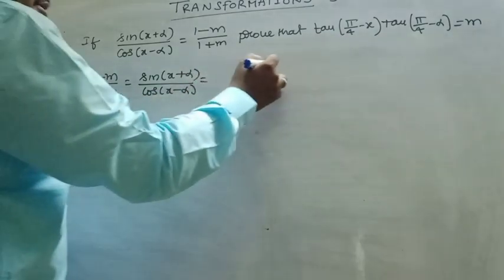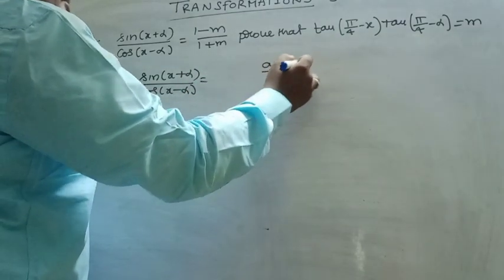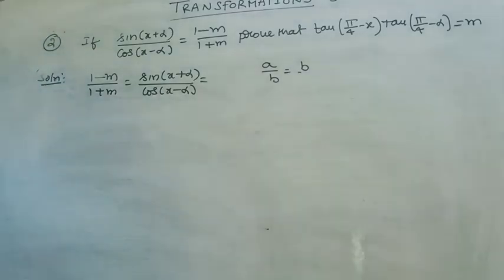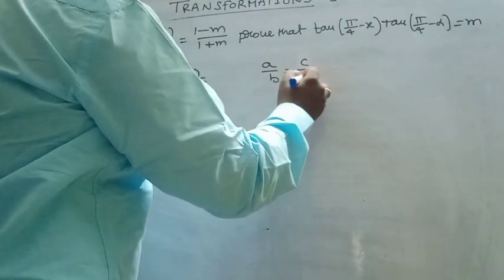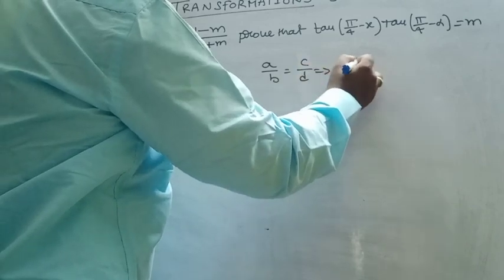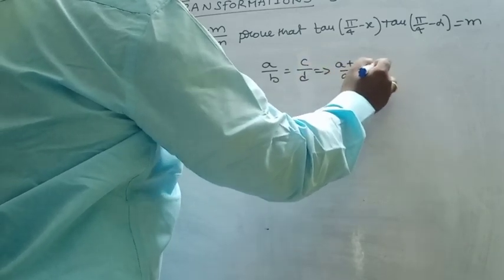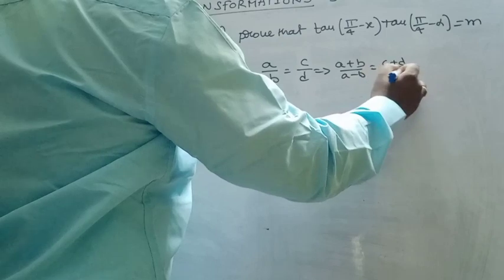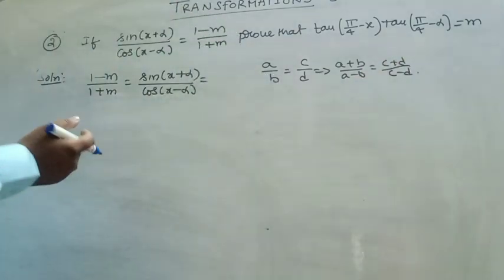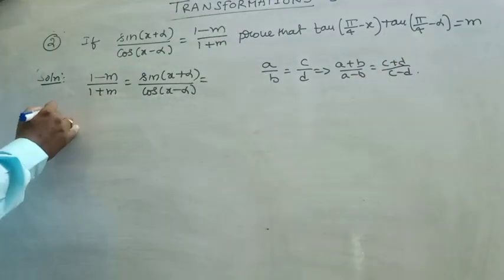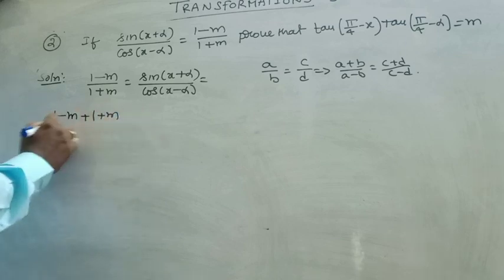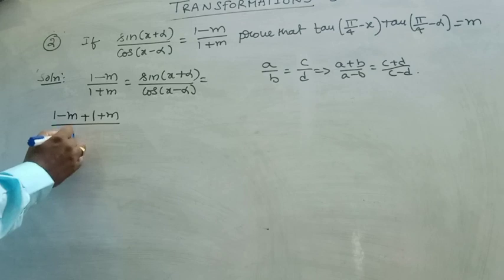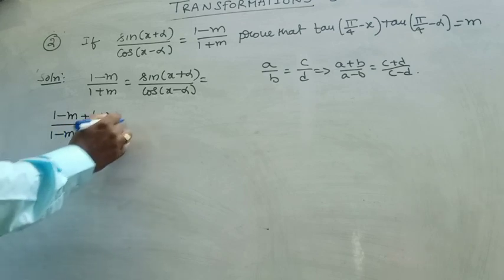You know that componendo dividendo method. Let us apply componendo dividendo method. If a by b is equal to c by d, that implies a plus b by a minus b is equal to c plus d by c minus d. Right? Once you apply this componendo dividendo method, you have here (1 minus m plus 1 plus m) whole thing divided by (1 minus m minus 1 minus m), like this.